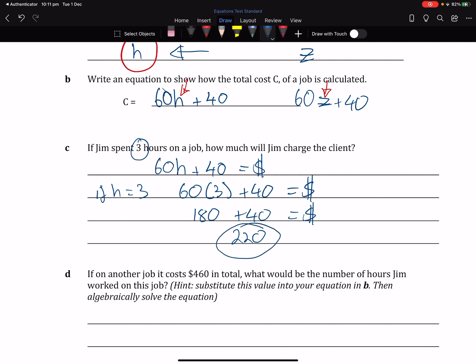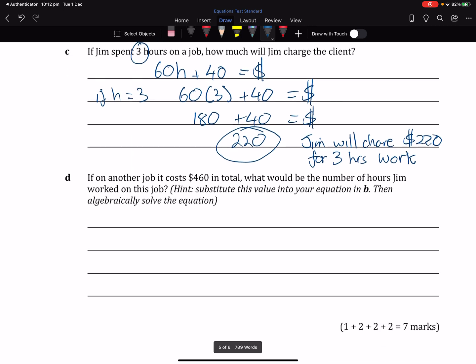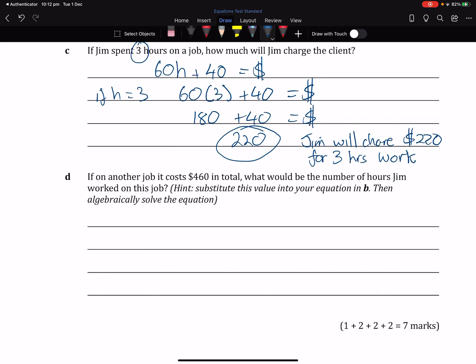Now, it is a worded question, so really I would have liked to see a worded answer. So we should have written something like, Jim will charge $220 for 3 hours work. So we should have seen something like that. Now, part D says on a different job, on another job, the cost will be $460 in total.